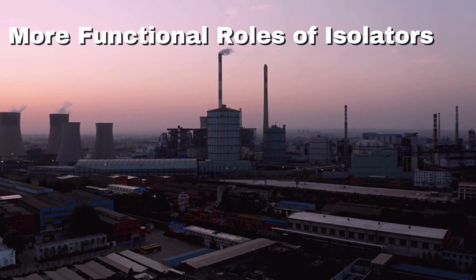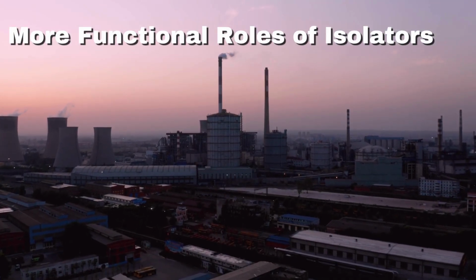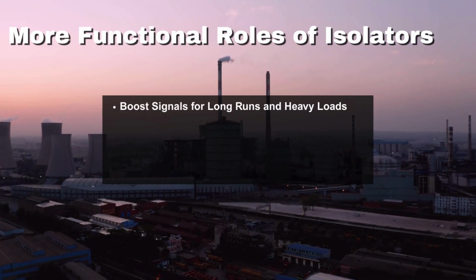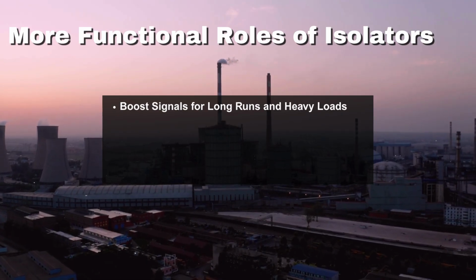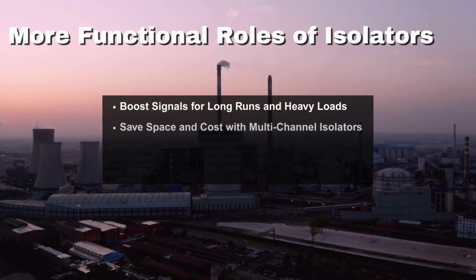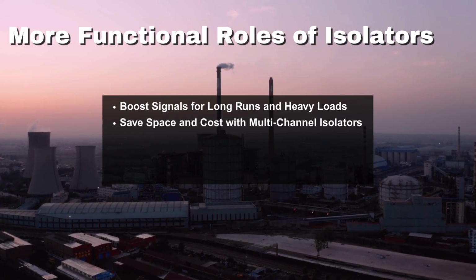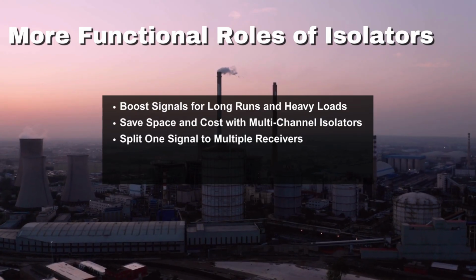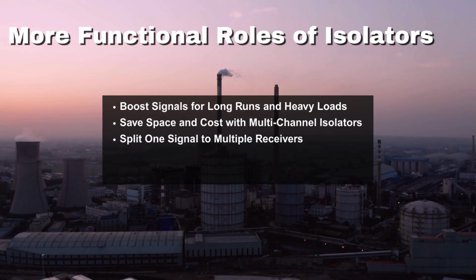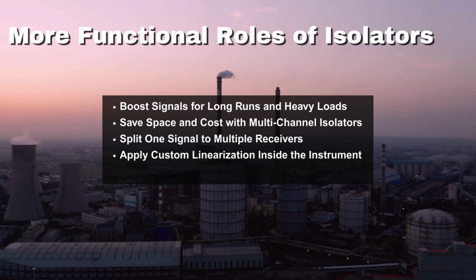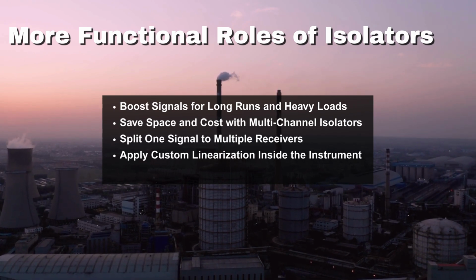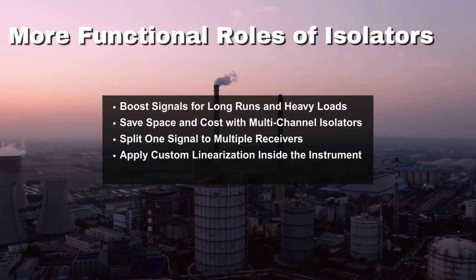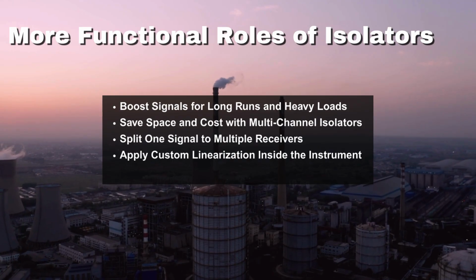In this video, we've covered several ways isolators and converters add flexibility to modern control systems. We looked at how signals can be boosted to overcome long distances and heavy loads, how multi-channel instruments reduce cost and panel space, and how signal splitting allows one measurement to serve multiple receivers. We also explored custom linearization, where microprocessor-based devices handle complex signal relationships directly, reducing the burden on the control system while improving overall accuracy.